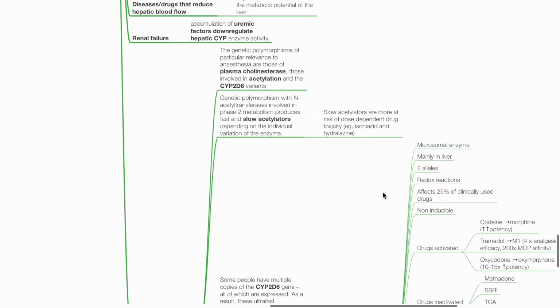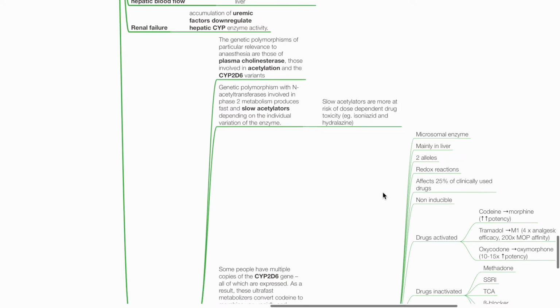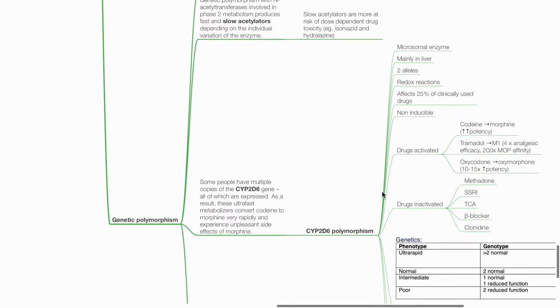Genetic polymorphism in N-acetyltransferases involved in phase 2 metabolism produces fast and slow acetylators depending on the individual variation of the enzyme. Slow acetylators are more at risk of dose-dependent drug toxicity, such as those caused by isoniazid and hydralazine. Some patients have multiple copies of the CYP2D6 gene, all of which are expressed. As a result, these ultra-fast metabolizers convert codeine to morphine very rapidly and experience unpleasant side effects of morphine.